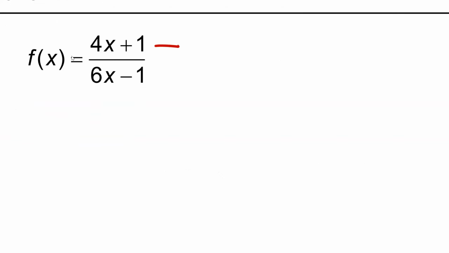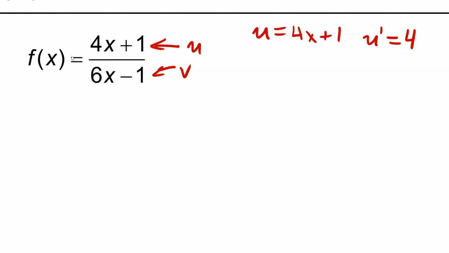Okay, so U is the top, V is the bottom. So I'm going to have U be 4x plus 1, which means U prime is the derivative of 4x plus 1. Derivative of 4x is 4. What's the derivative of x? 1. Derivative of x is 1.